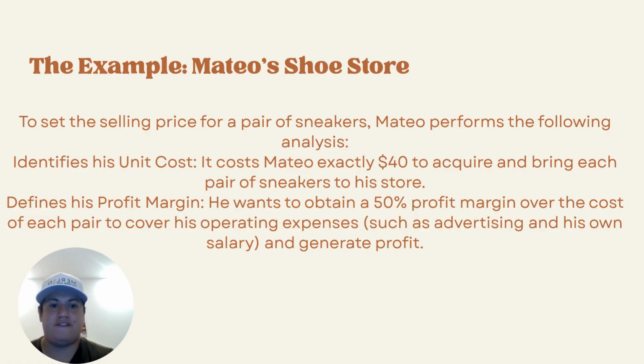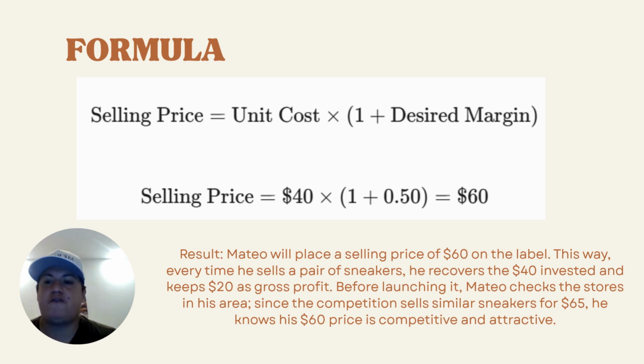Then the second step is to define his profit margin. He wants to obtain a 15% profit margin over the cost of each pair to cover his operating expenses, such as advertising or his own salary, and to generate profit. This is the formula of selling price: selling price equals unit cost multiplied by 1 plus the desired margin. For the example of Mateo, that is 14 quetzales multiplied by 1 plus 0.15, which is equal to 16.